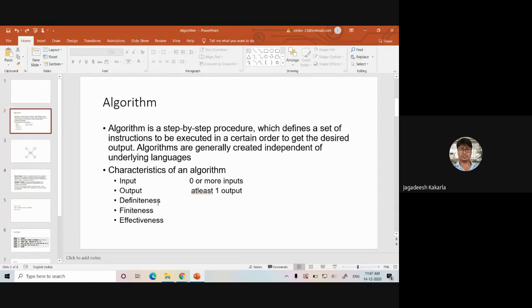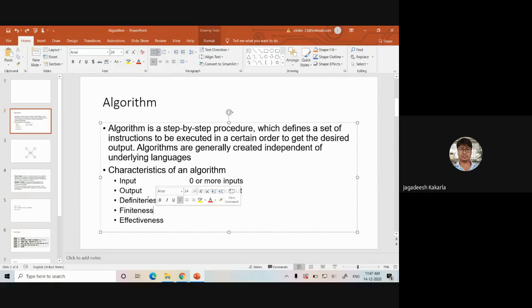So this is about each instruction should be clear, and it should be unambiguous. Now finiteness. Let me tell you one more simple example.